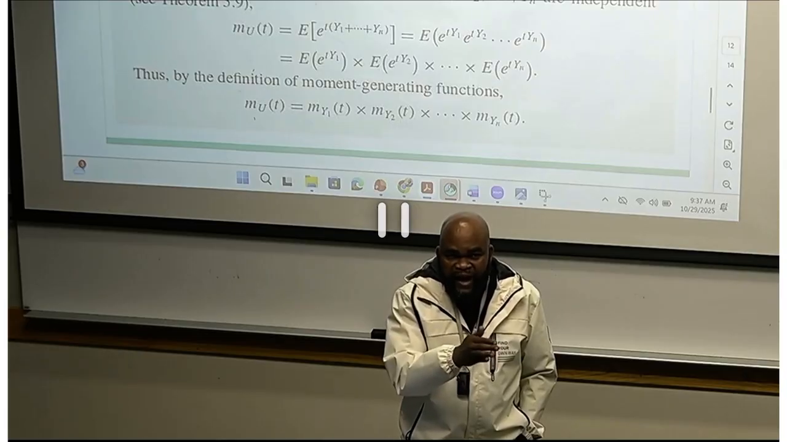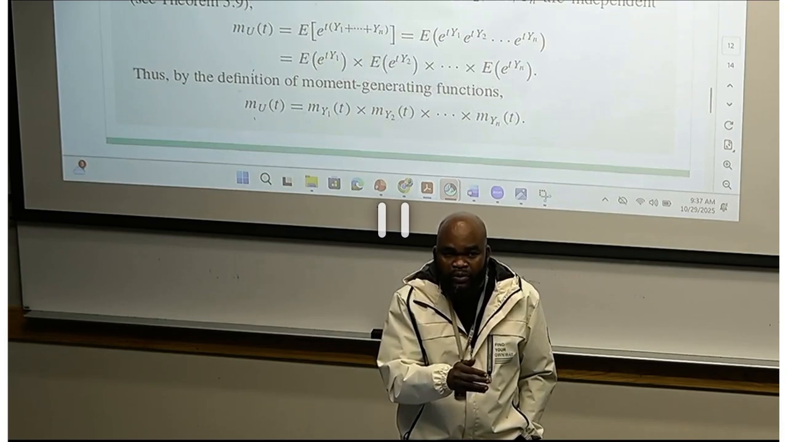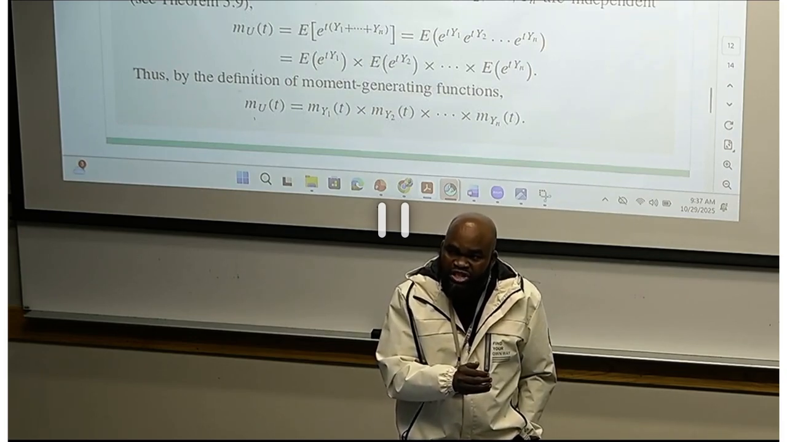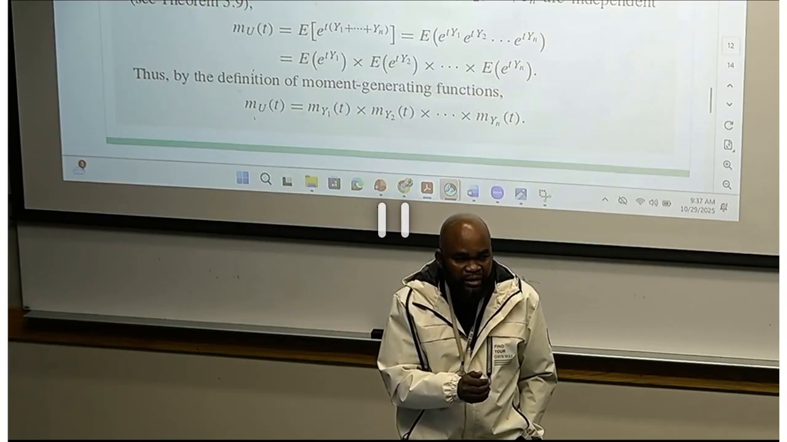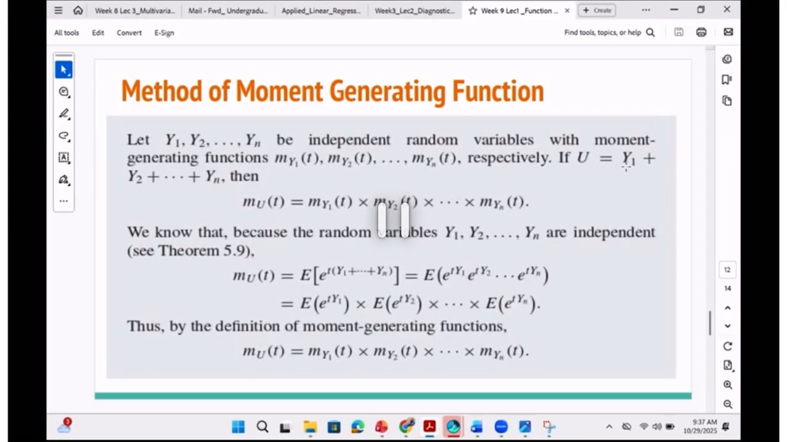If I'm in Texas, and somebody says they are from Minneapolis, which state in the U.S. do you think my mind is going to go to? Minnesota, because it said Minneapolis. So if I know the moment generating function of a particular random variable, I can easily say the distribution that random variable belongs to.